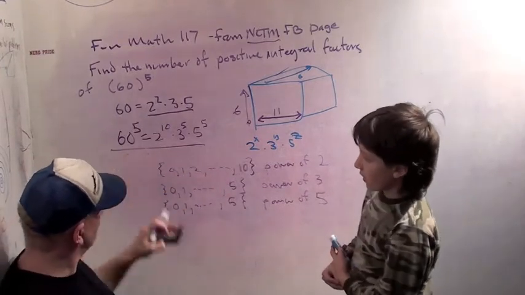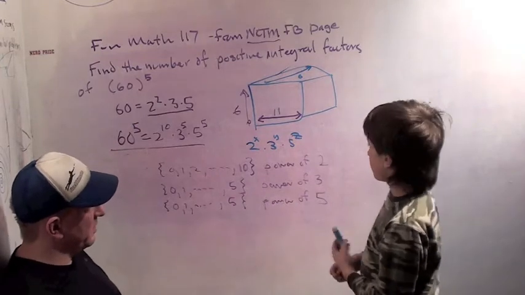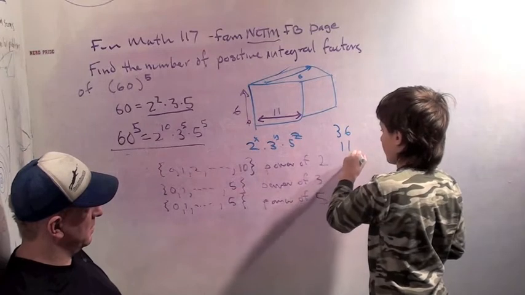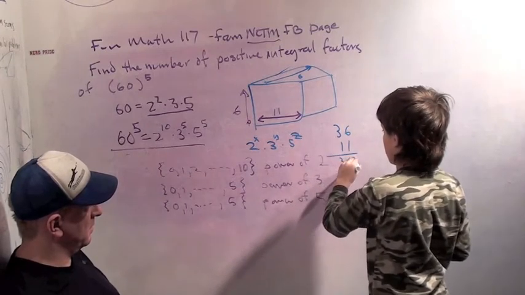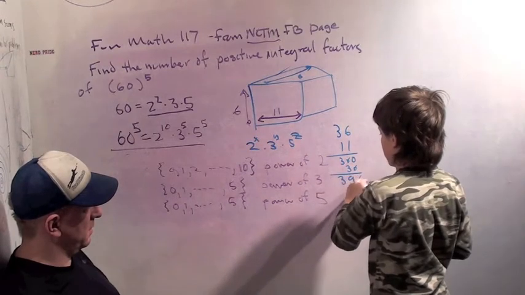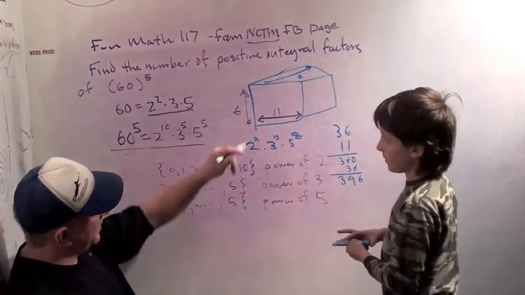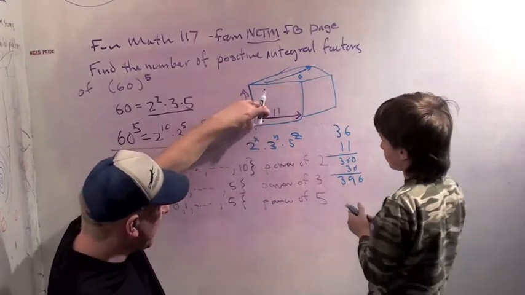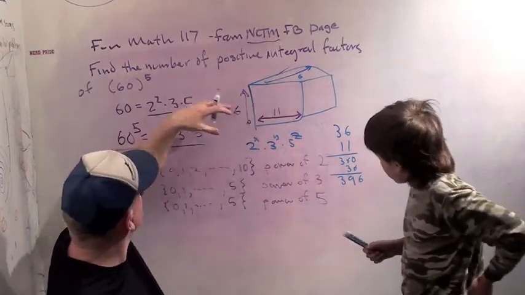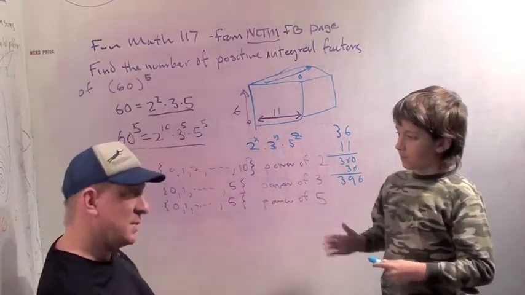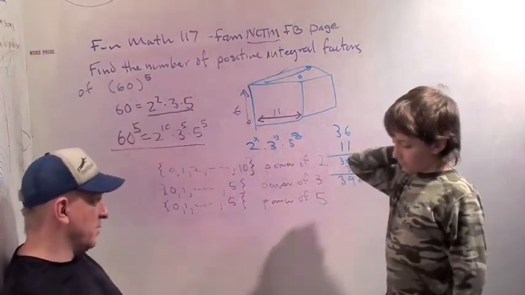You have 11 times 6 times 6. Why don't you figure out what that is? Well, it's 36 times 11. 360, 396. We have 396. So if we think of our box as a big 3-dimensional grid, each block in our grid would be a divisor of 60 to the 5th, and there would be 396 of them. Pretty neat, right? Yep. Cool.